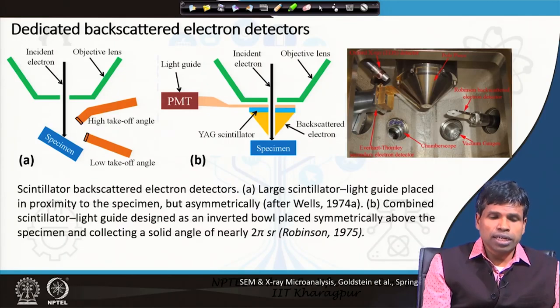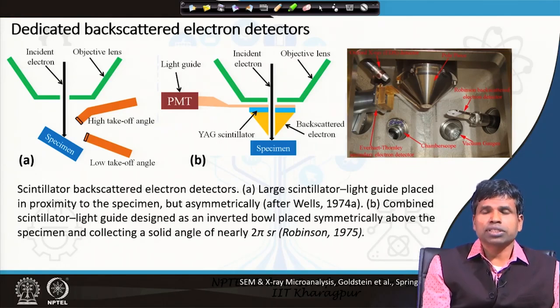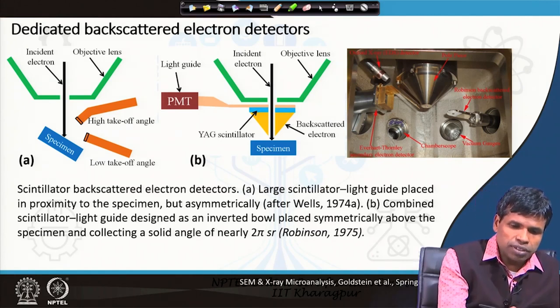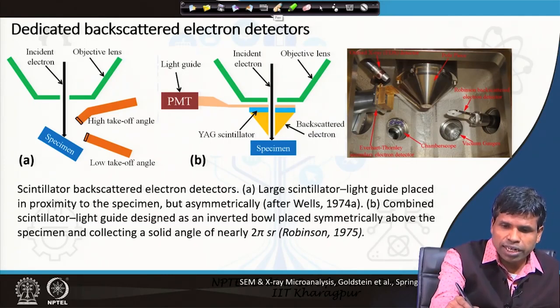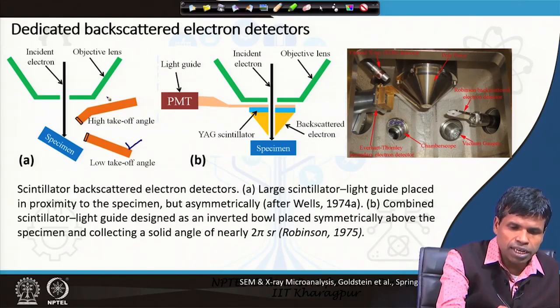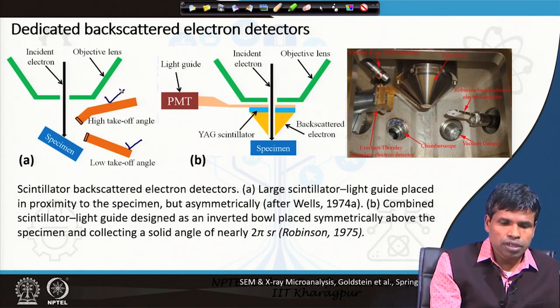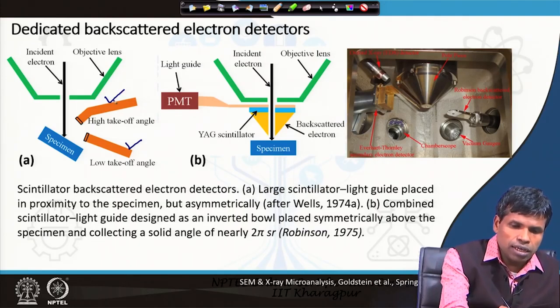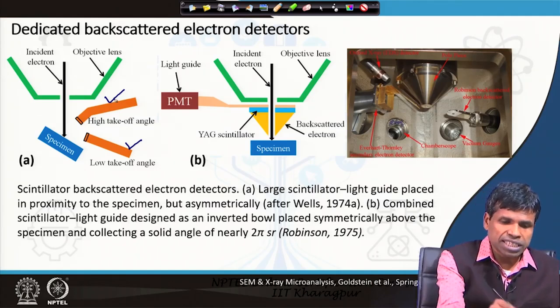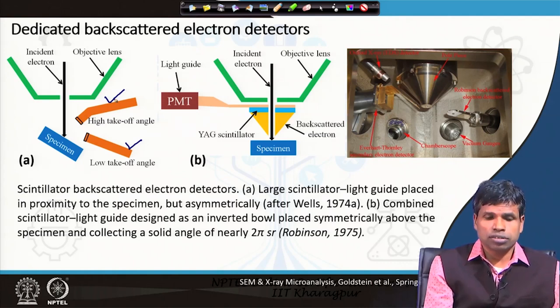As you have seen, backscattered electrons have a different trajectory to the secondary electrons. So we can put the detector in a position that would be able to collect only the backscattered electrons, not the secondary electrons. Most modern microscopes use a dedicated backscattered detector instead of a combined ET secondary and backscattered detector. As you see here on the left side, there are two detectors. One is positioned close to the specimen, and the other is away from the specimen with a high takeoff angle. Depending upon whether we are tilting the specimen or not, we can change the position of the backscattered detector and collect more backscattered electrons.